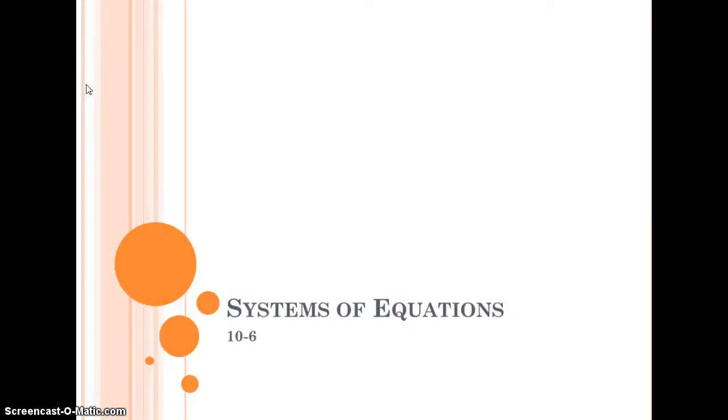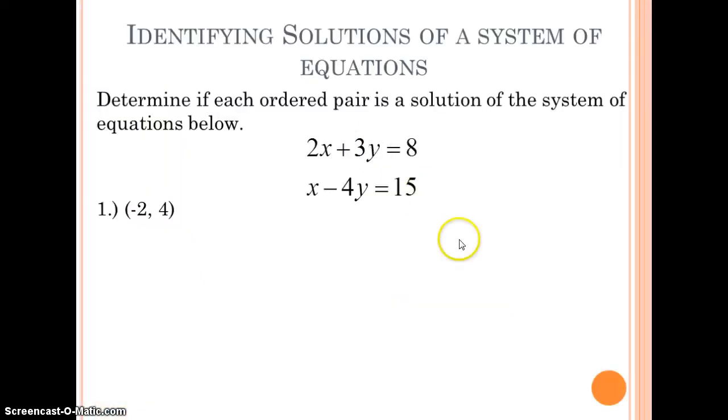All right, now we're going to move over to systems of equations. In this, we're going to identify solutions of a system of equations, which is determining if each pair is a solution of the system of equations below. Over here, you have an ordered pair. We know that the first number is an x and the second one is a y. What we are going to do is plug those numbers into these equations to see if we get the correct solution.